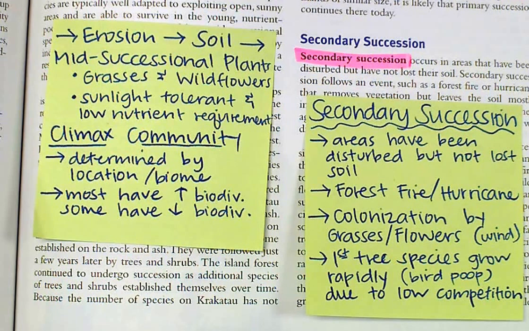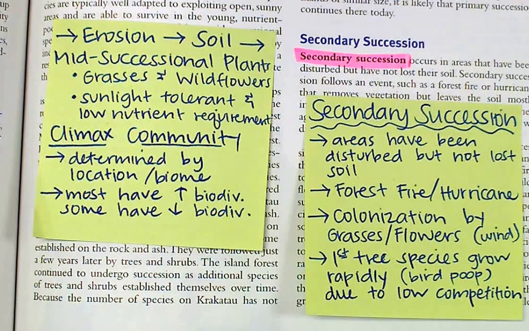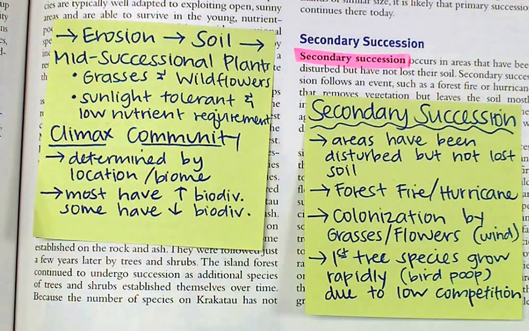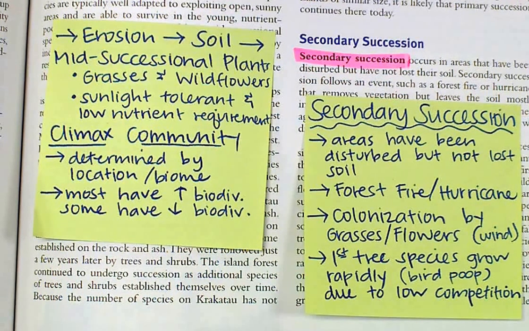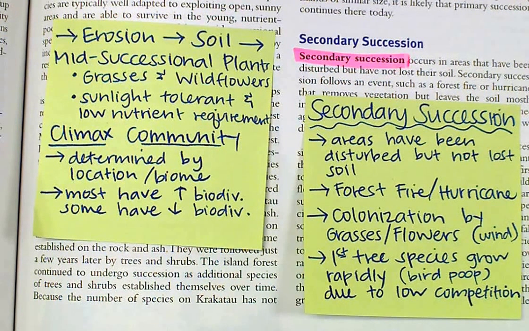Eventually, after a bunch of years, we have our climax community. What that climax community looks like is going to be determined by the location or the biome. So the Serengeti, like from the Lion King, is going to look way different than, for example, a rainforest, a Jungle Book area. The climax communities are going to look much different, but that doesn't mean that they're not climax.